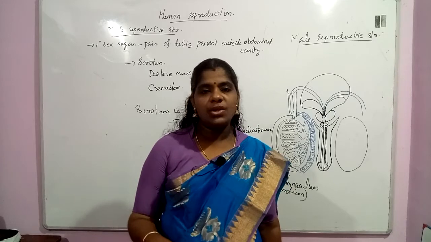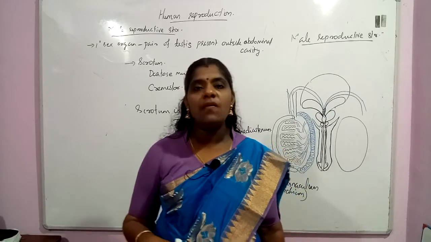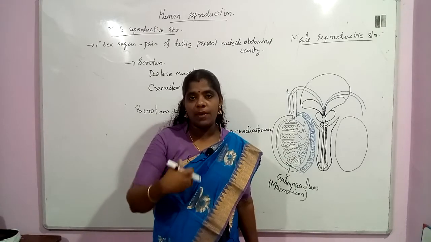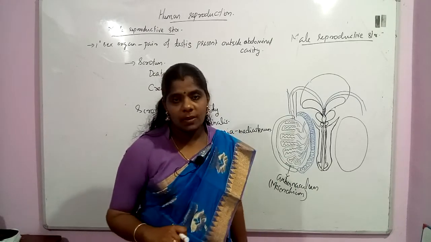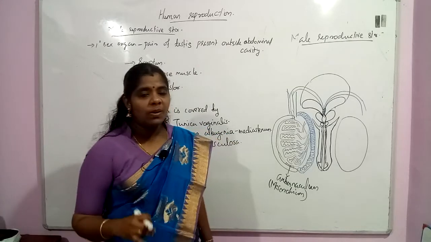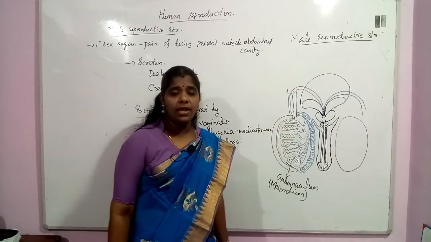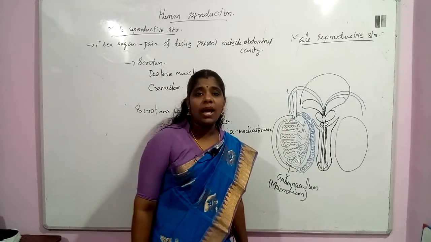The tunica vasculosa is the region where all the blood vessels come in and the blood supply is present. From this tunica vasculosa region, we can see the testis has been divided into many testicular lobules.